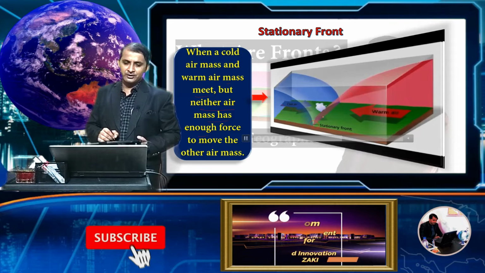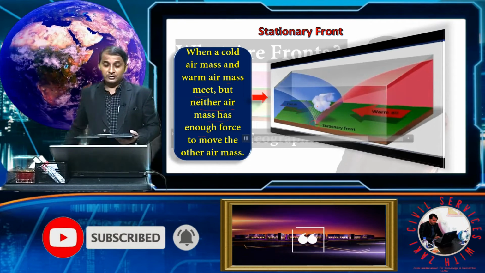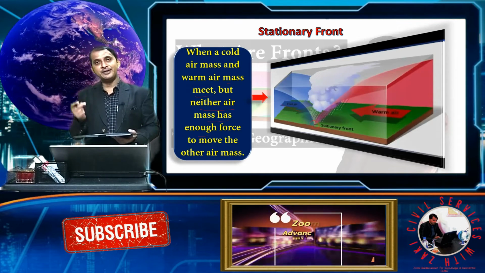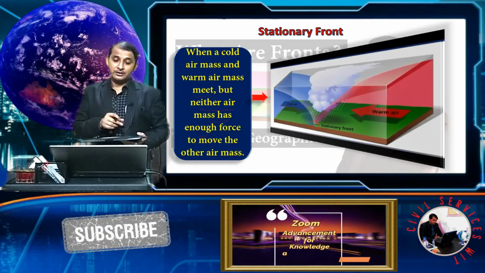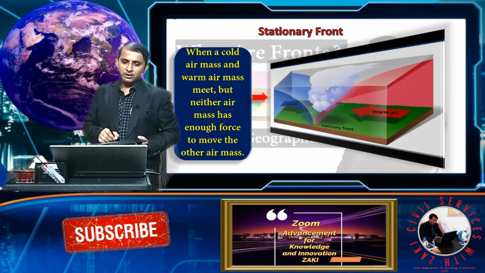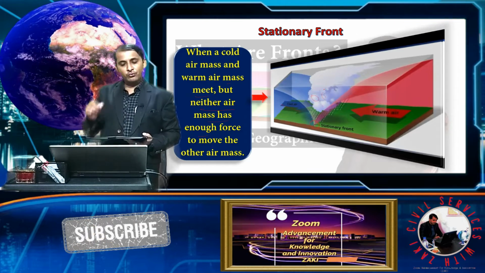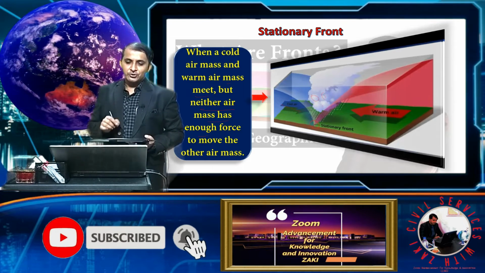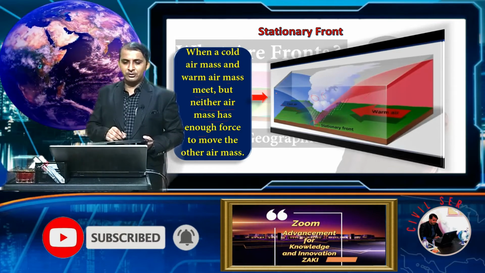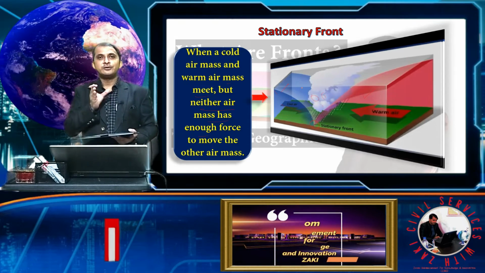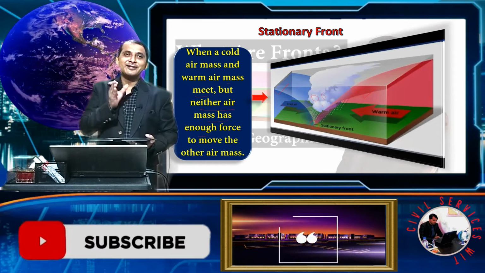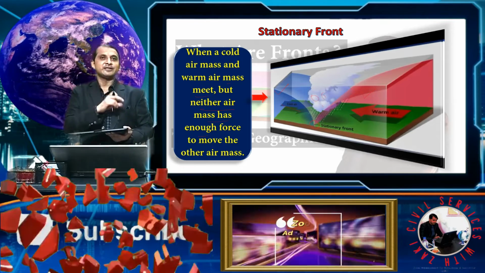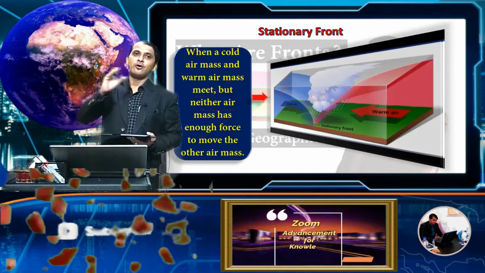So this type of front forms, and in this situation cumulonimbus cloud also forms, and some lightning and precipitation occur in this situation. So it is called a stationary front. In this situation neither the warm nor the cold front wins. So they act like a ceasefire between two enemy armies. So that's why it is called a stationary front. Neither cold wind nor warm wind wins.